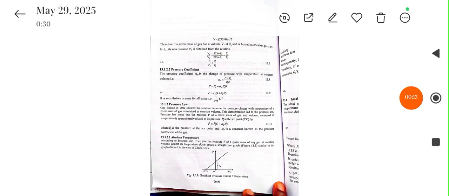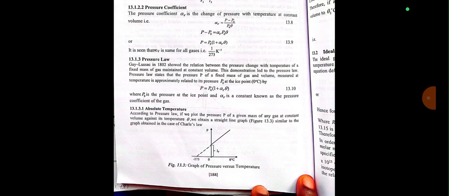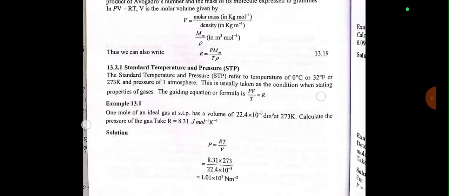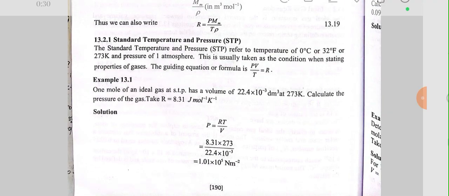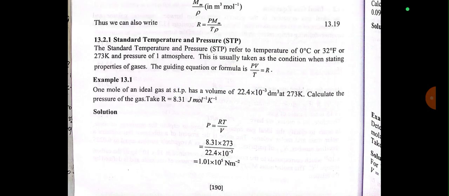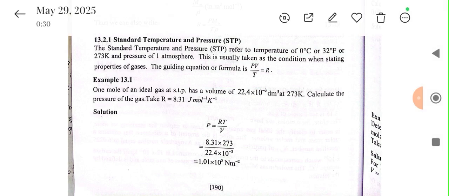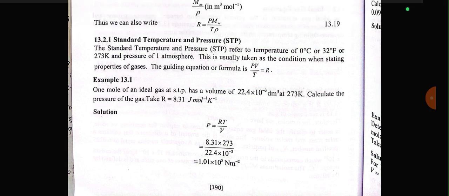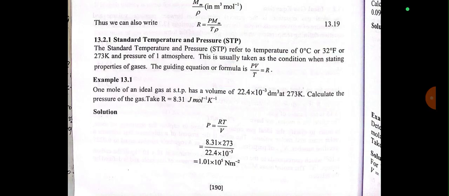Okay, we will now do some solved problems on the kinetic theory of gases. So we'll begin with the example here. It says 1 mole of an ideal gas at STP has a volume of 22.4 times 10 to the power minus 3 meter cube.